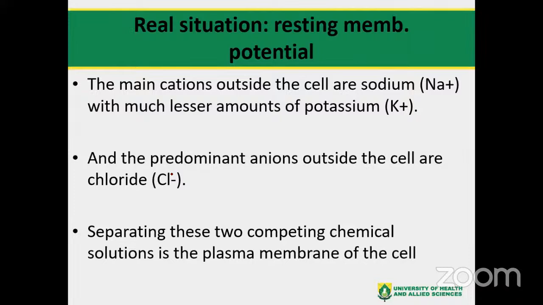I've already explained this. The main cations outside the cell are sodium, and we have a lesser amount of potassium there, and the one inside. The predominant anion, that is a negatively charged ion, is the chloride ion. Then separating these two competing chemical solutions is the plasma membrane, which was the fact when we were starting.